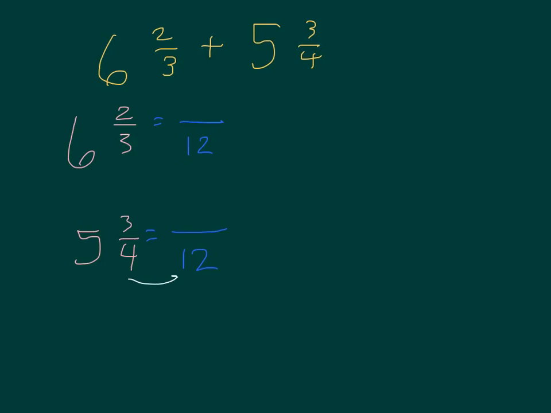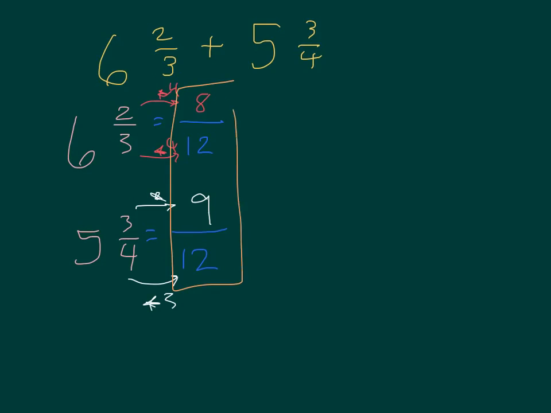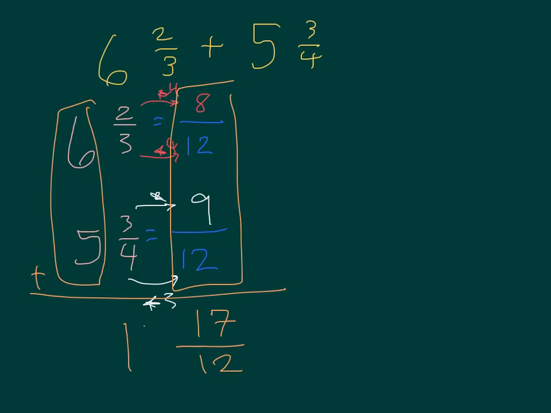So 4 times 3 is 12, so 3 times 3 is 9. Okay, and then here 3 times 4 is 12, 2 times 4 is 8. So I'm ready to add my fractions now, which is great. All right, so I have 8/12 and 9/12. So again, my denominator stays the same, and 8 plus 9 is 17, so I have 17/12. Then I just have to remember my whole number. 6 plus 5 is 11.